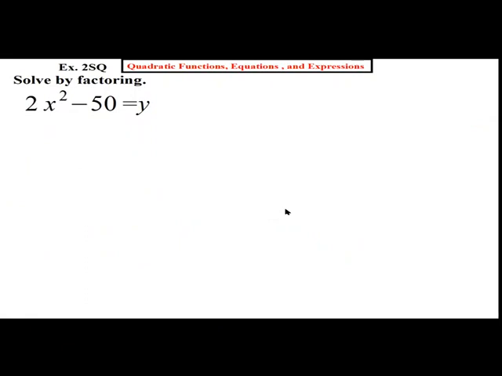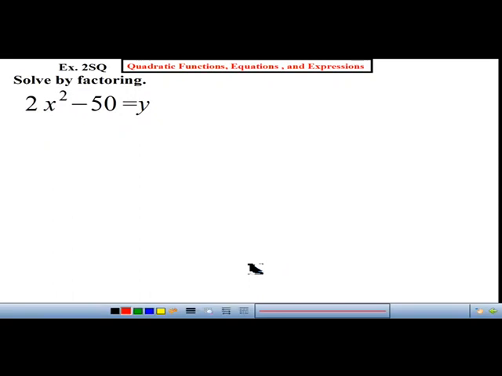Copy this one, example 2 super Q. Solve by factoring. Let's do this one together. We are given 2x squared minus 50 equals y. Help me with this one, McKenna. What is the first thing I do? Set it equal to 0. So we got 2x squared minus 50 equal to 0. So now we're doing what? Factoring, okay? So what can I do here?